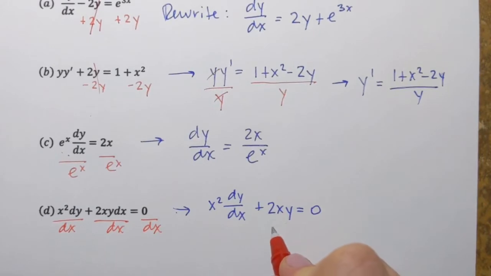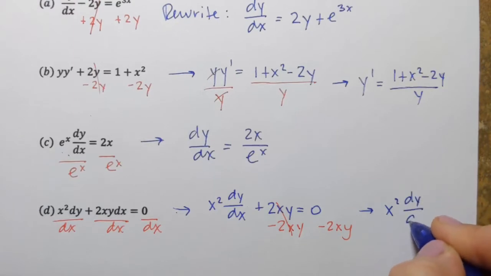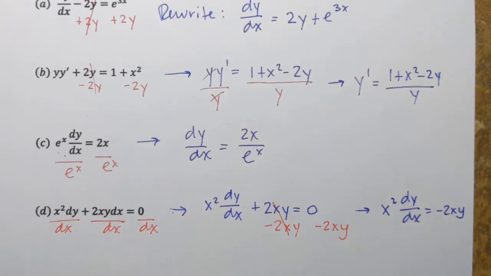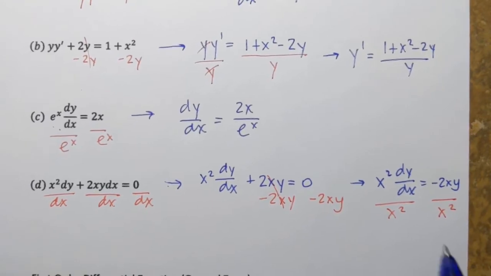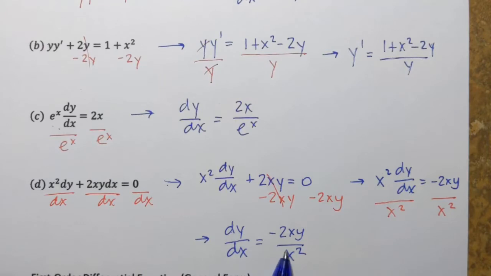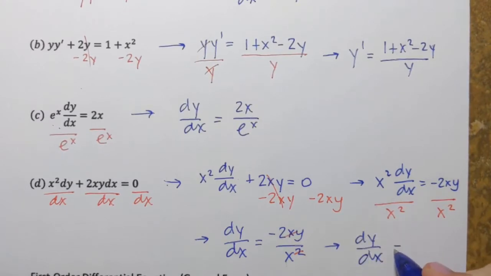And the last one. First, we're going to subtract 2xy from each side. I get x squared dy dx equals negative 2xy. And finally, I need to divide by x squared on each side. So next I will get dy dx equals negative 2xy over x squared. So the first derivative is by itself on the left, but I can still simplify the right-hand side, right? I can divide out x. This way I get dy dx equals negative 2y over x, like that.